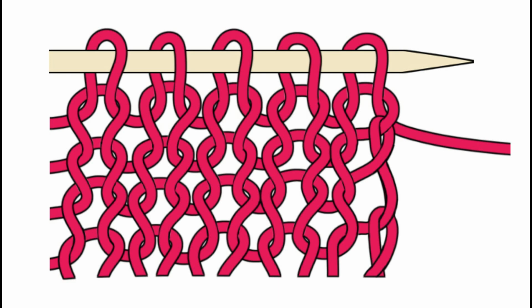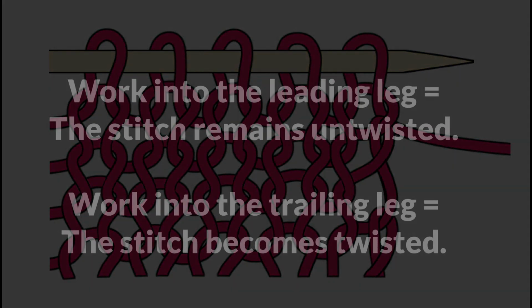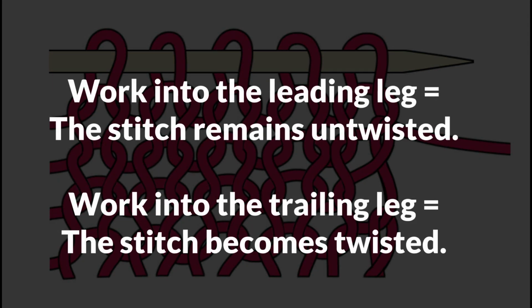Just as a useful side note, if you ever work into the leading leg or the right leg, you'll always get an untwisted stitch. Whereas if you work into the trailing leg, you'll get a twisted stitch. Or if the stitch is already twisted, you'll untwist it. So if you ever accidentally twist a stitch, then on the next row, you can untwist it by just working into the trailing leg instead.